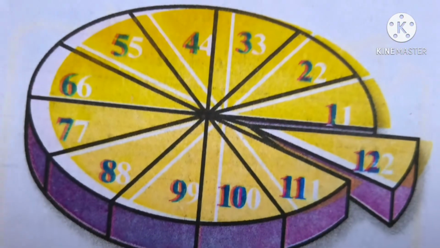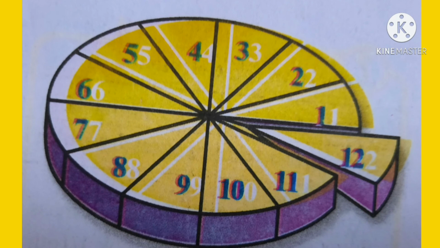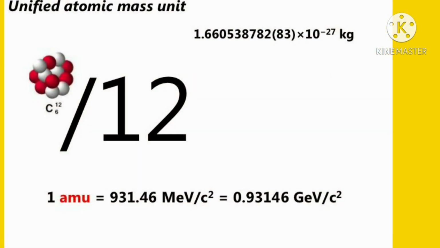Observe the diagram carefully, children. Let us assume the circle in the diagram represents the atomic mass of carbon-12. It is divided into 12 equal parts as shown in the figure, and each part represents 1/12 of the atomic mass of carbon-12. One atomic mass unit, that is AMU, is defined as the mass of exactly 1/12 the atomic mass of the carbon-12 isotope.